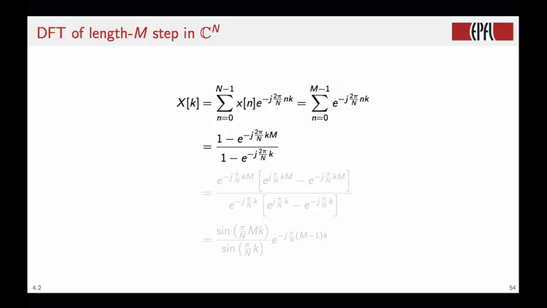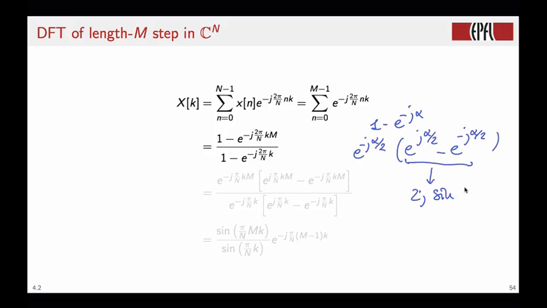So let me write it here on the side. If we have an expression of the form 1 minus e to the minus j alpha, we can always collect half the phase of this complex exponential and write e to the minus j alpha over 2 that multiplies e to the j alpha over 2 minus e to the minus j alpha over 2. Why do we do this? Well, because this guy here is nothing else than 2j sine of alpha over 2. So we can separate this element into a real valued component and into a phase term.